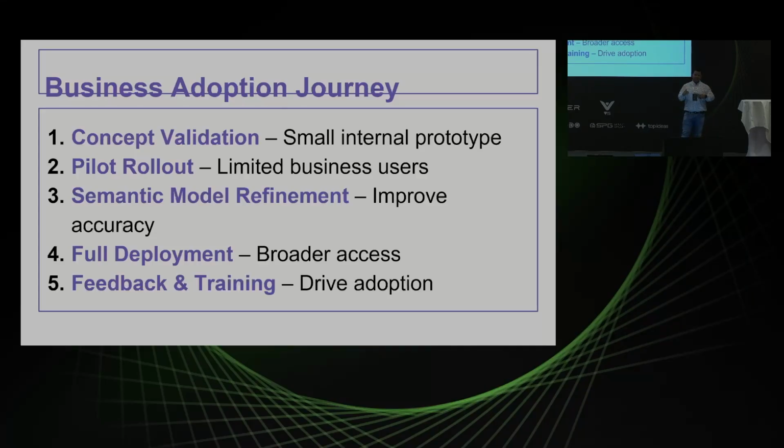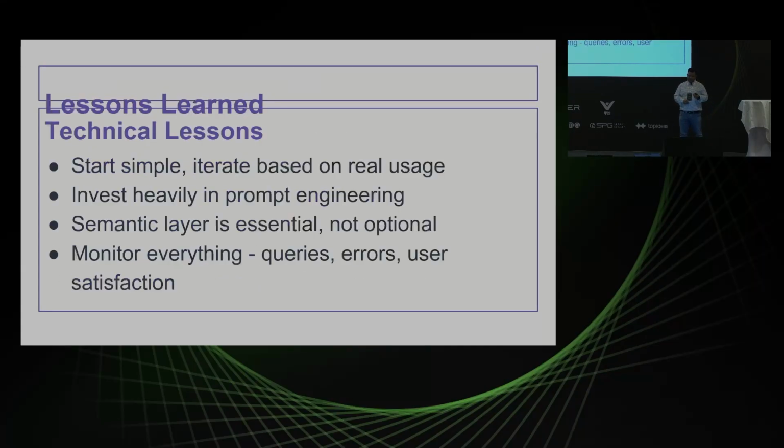Phase 2 is full deployment for us, but it is still in progress because the accuracy is still not 100%. None of the AI models are, they always come with a disclaimer: use it at your own risk. That still exists, and we are working along with that. Then feedback and training, to drive adoption and tell people to use it. The more they use it, the easier it makes life.